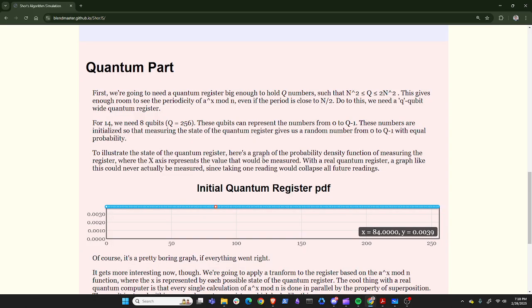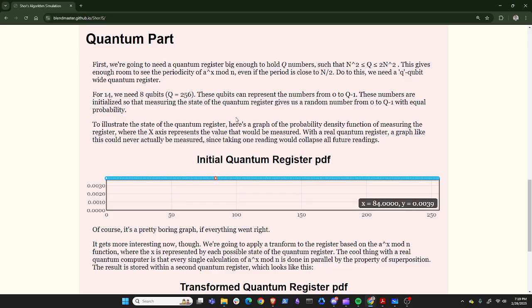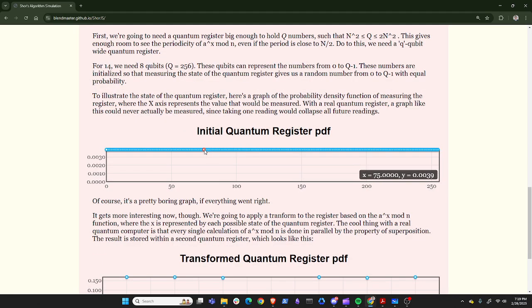So we set up a quantum register. They set up an 8-qubit register here, and these qubits represent the numbers from 0 to q minus 1, and they're initialized such that measuring the state of the quantum register gives us a random number from 0 to q minus 1 with equal probability. So here's a graph of the probability density function of measuring the register, where the x-axis represents the value that would be measured. With a real quantum register, a graph like this can never actually be measured, because once you measure, you collapse all the readings.